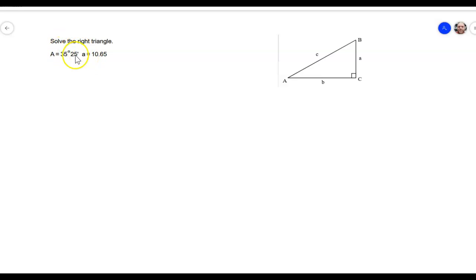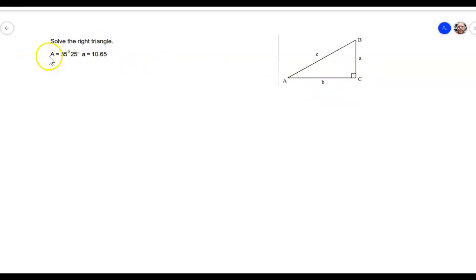I'm looking at a forum question we have here. It says solve the right triangle, and angle A is equal to 35 degrees and 25 minutes, and side A is equal to 10.65, and we have this right triangle over here. So how do we go about solving this?